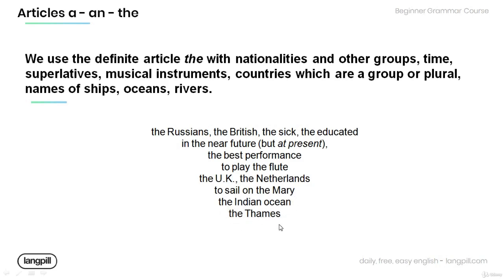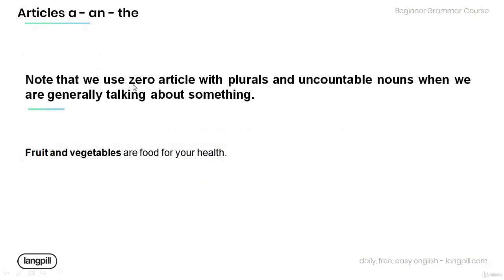Also note that we use zero article with plurals and uncountable nouns when we are generally talking about something, as in this sentence below. Fruit and vegetables are food for your health.